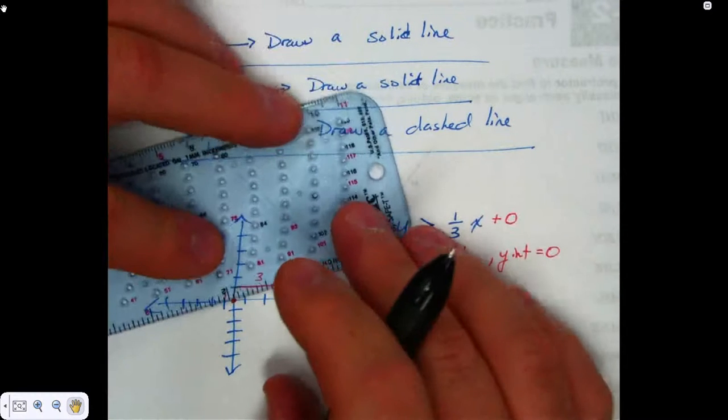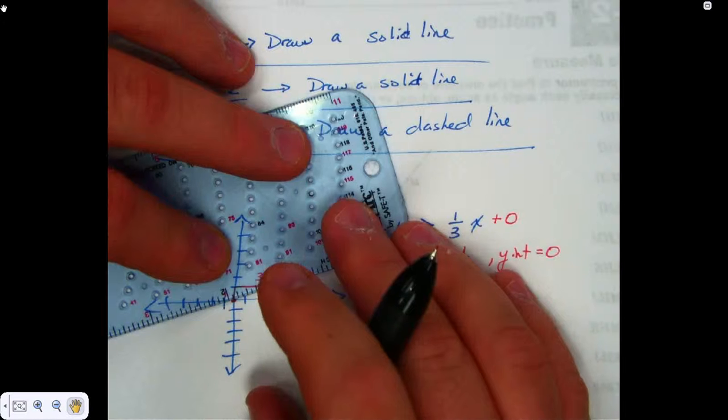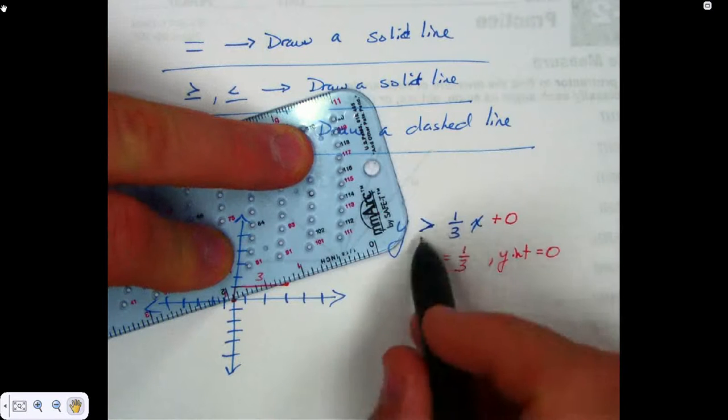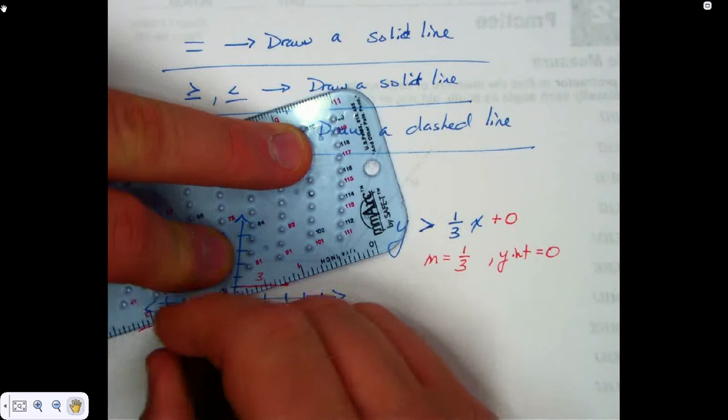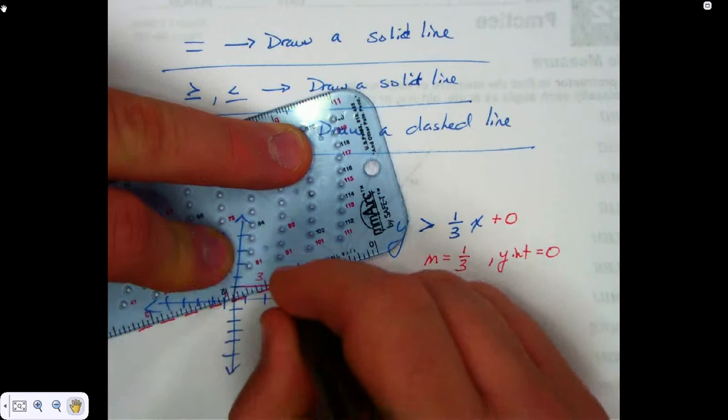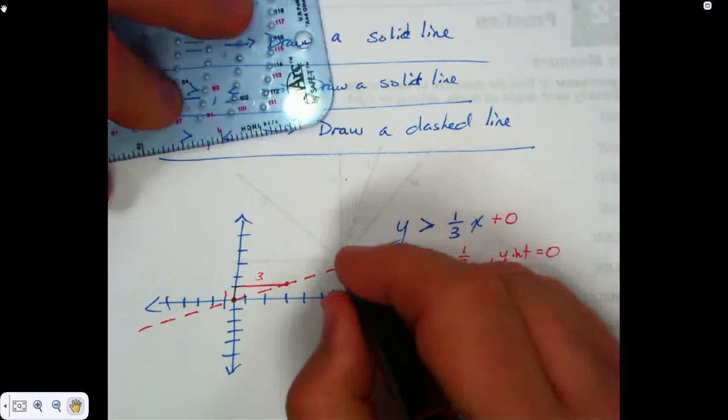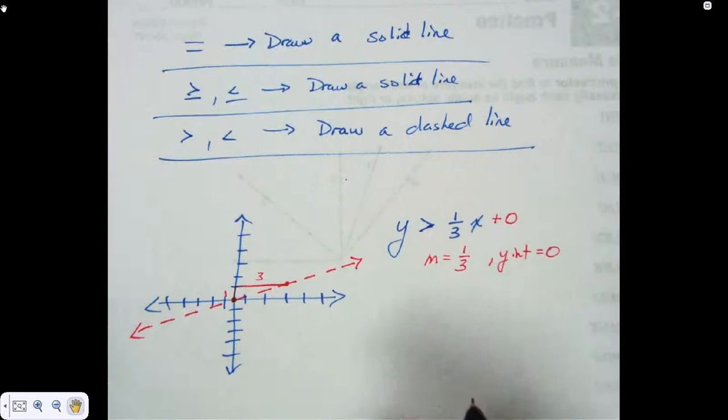Now, at this point, what type of line am I supposed to make? Dash. It's greater than, so it's a dashed line. So you don't make a solid line here. Use your straight edge and just make it dashed. That shows that you're not including that.